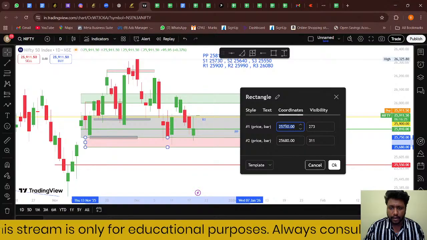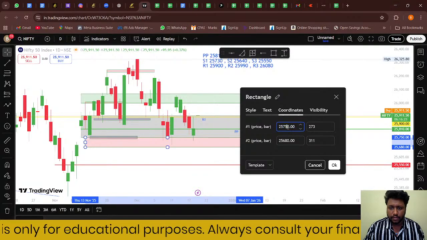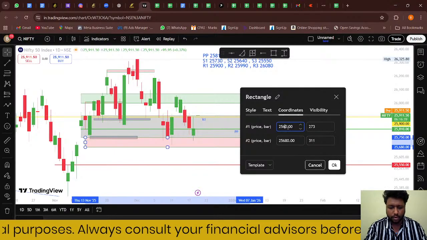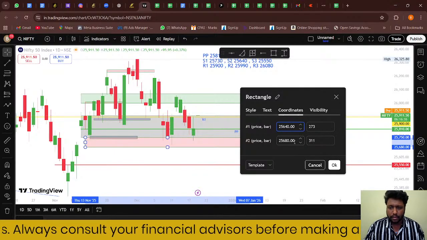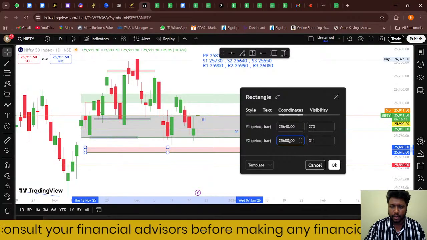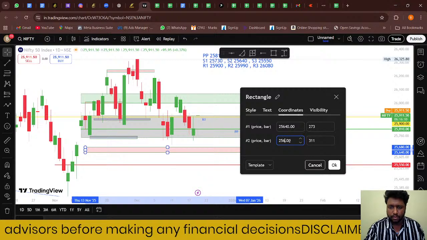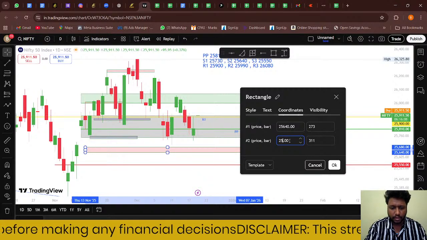640 will be the first zone on the bearish zone, 640, and this level will be at 25,550. No, this is support one, 25,730.